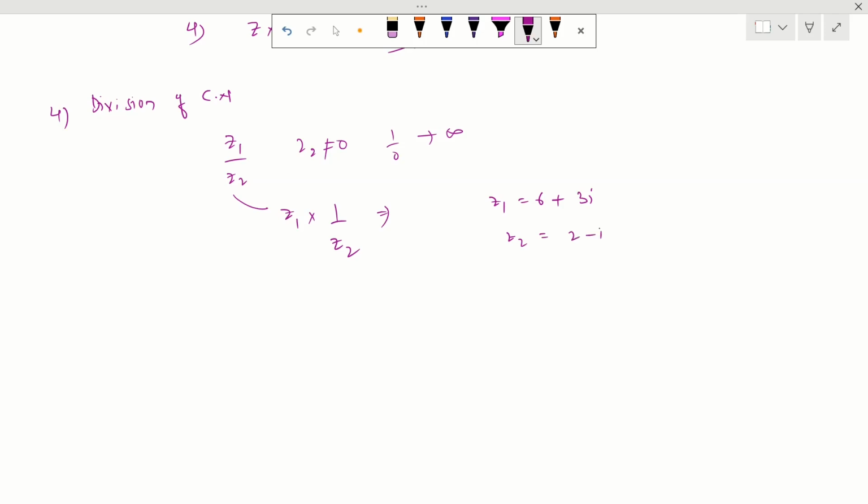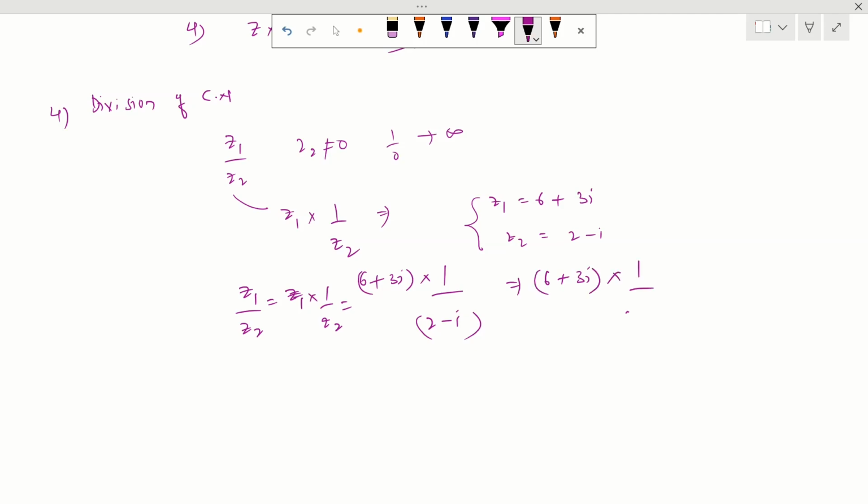Suppose I am taking z1 as 6 plus 3i and z2 as 2 minus i. When we are expressing this in a division form, z1 by z2, z1 is 6 plus 3i, and z2 I am writing separately as 1 by 2 minus i. So z1 by z2, I am writing as z1 into 1 by z2.